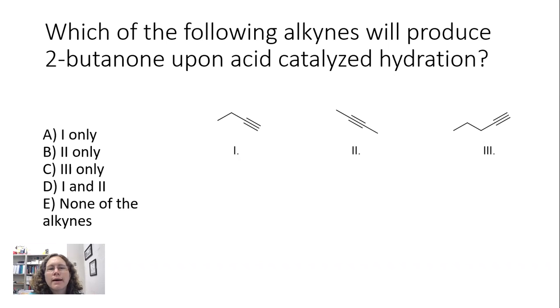And so we want to think basically which of the following alkynes that we're provided with will be able to make the desired product. So we're going to think through each alkyne and think through the products that it makes, and then we can look at the answer choices.